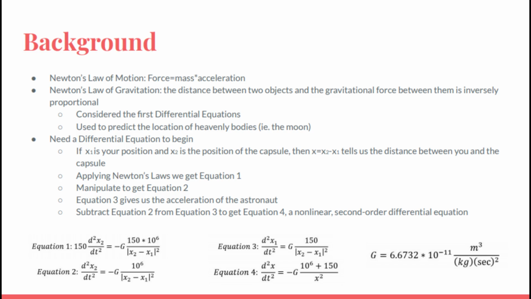Then, by applying Newton's laws of motion and gravitation, we can arrive at equation 1. And by manipulating this, dividing by 150, we get equation 2, and equation 3 tells us the acceleration of the astronaut. So by subtracting equation 3 and equation 2, we get equation 4, which is the equation we will be using in this lab. It's a nonlinear second-order differential equation. And in this equation, g is the gravitational constant, which is equal to 6.6732 times 10 to the negative 11th.